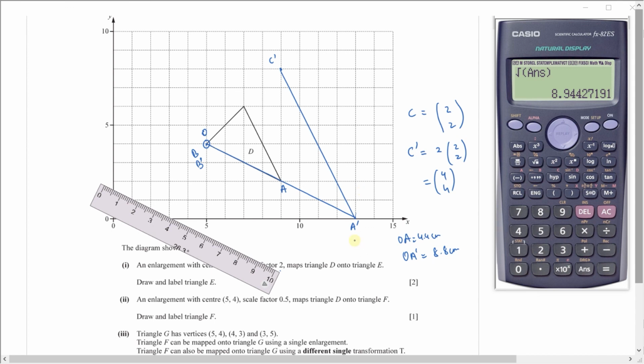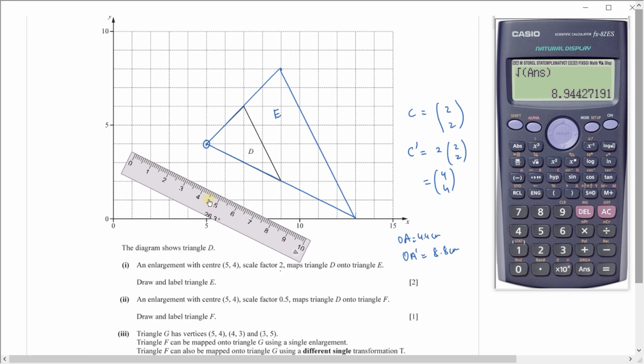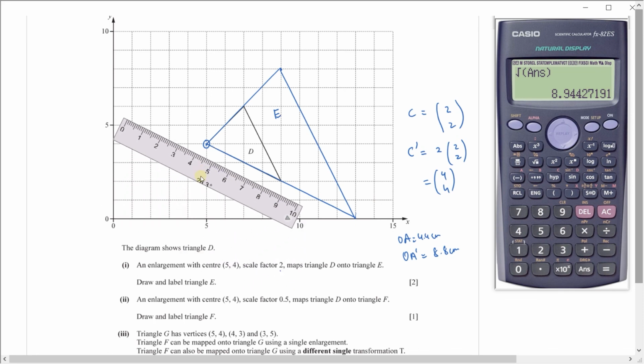And this line here. So this is your triangle E. Let me just erase these coordinates. So the next part is an enlargement with center (5, 4), and now your scale factor is 0.5, which maps triangle D onto triangle F.